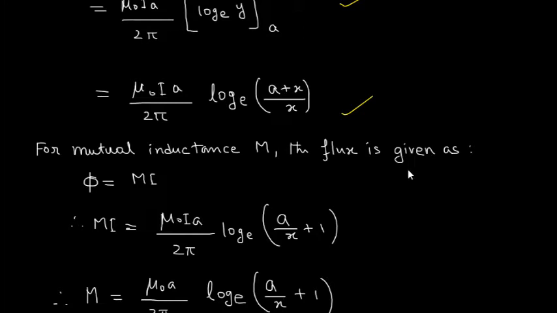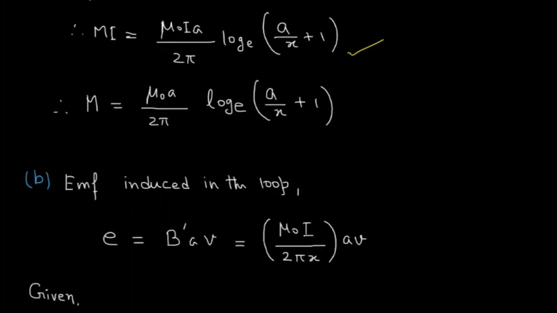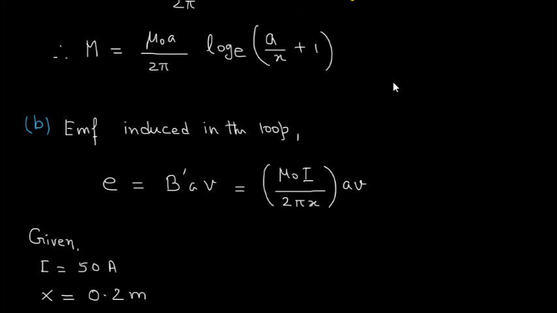For mutual inductance M, the flux is given as phi is equal to M I. Therefore M I is equal to mu naught I a upon 2 pi log e of (a upon x plus 1), and M is equal to mu naught a upon 2 pi log e of (a upon x plus 1).